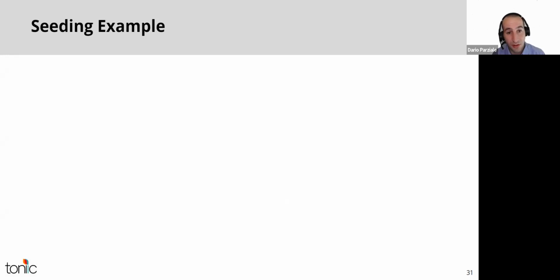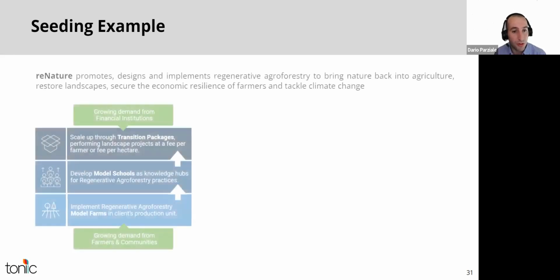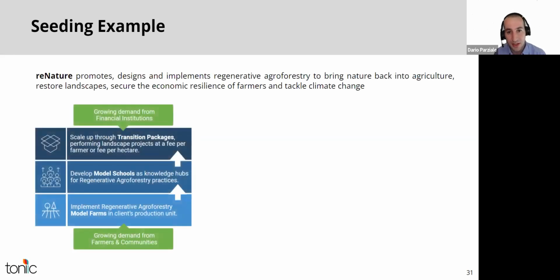At the enterprise level, an example of seeding investment might be investing in an early stage venture using a novel business model to provide beneficial services, such as affordable high-quality healthcare or education to underserved communities. Let's take a look at a regenerative agriculture example. Renature is a company that promotes, designs, and implements regenerative agroforestry to bring back nature into agriculture. It restores landscapes, secures the economic resilience of farmers, and also tackles climate change.